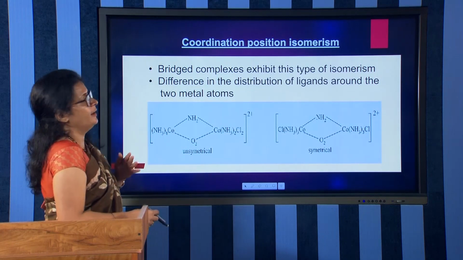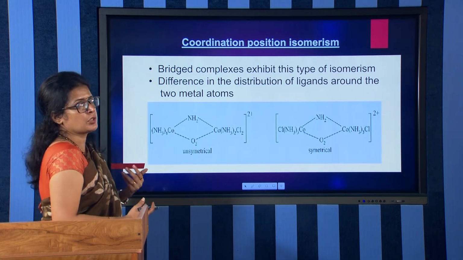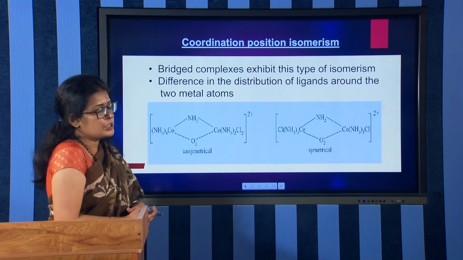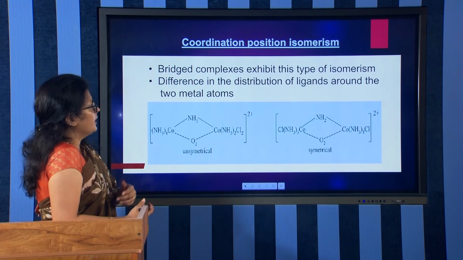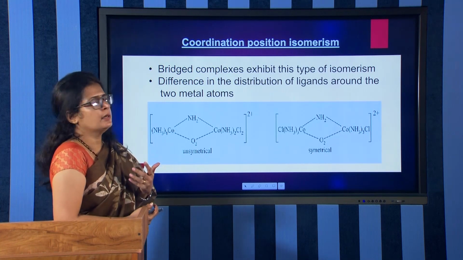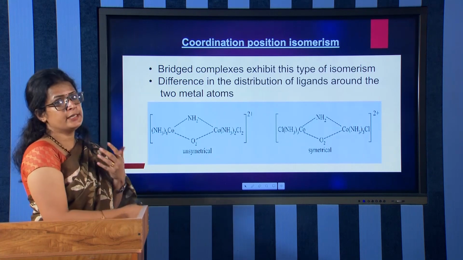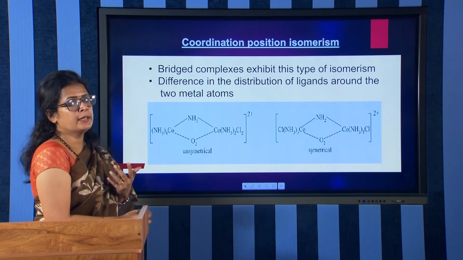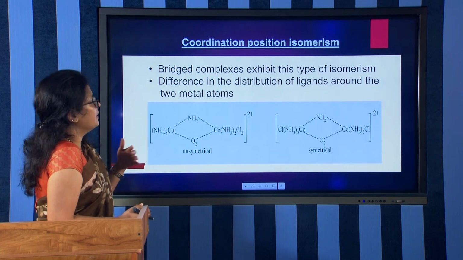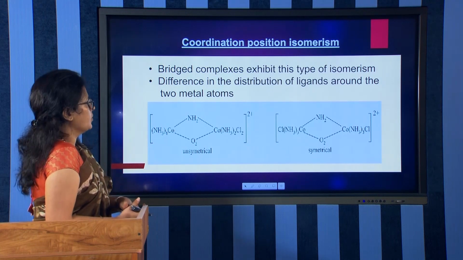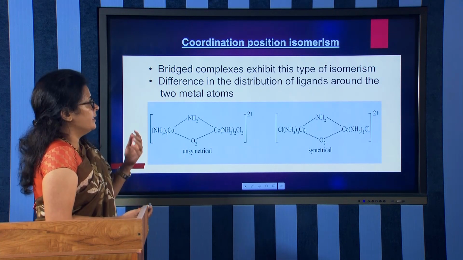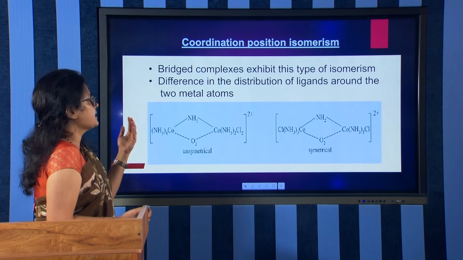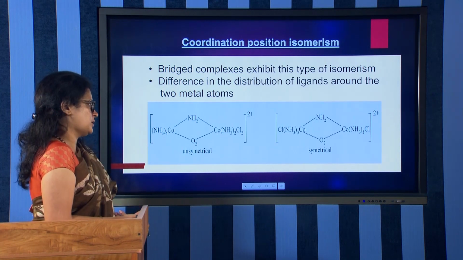And now, the last type of structural isomerism, that is coordination position isomerism. This isomerism is shown by the bridged complexes. We have already discussed bridged complexes and the nomenclature, etc. Here the bridged complexes exhibit this type of isomerism, and the difference is the distribution of ligands around the two metal atoms.